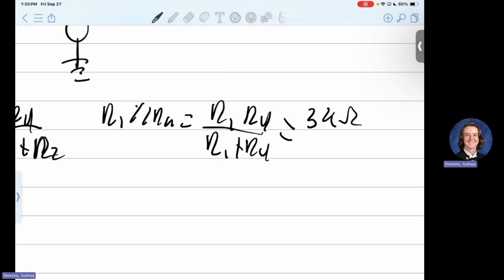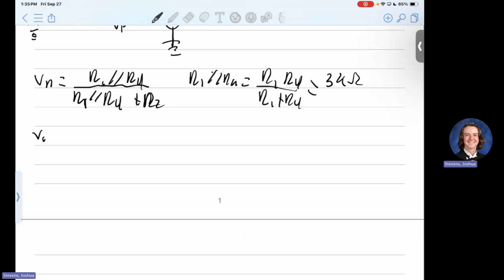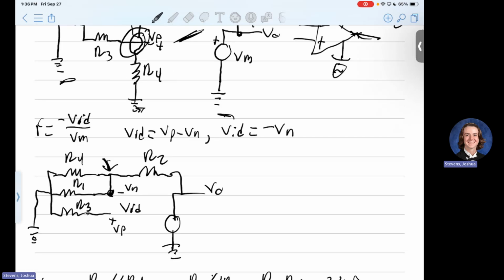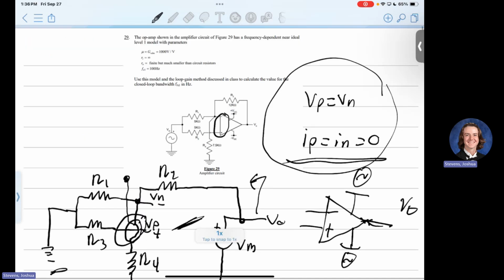All right. So we have that. When you plug that back into the Vn equation, that just becomes 3K on top. And the bottom one, like I said, the parallel combination of the two becomes 3K. And that R2 right there is 12K. So 3K plus 12K, 15K.